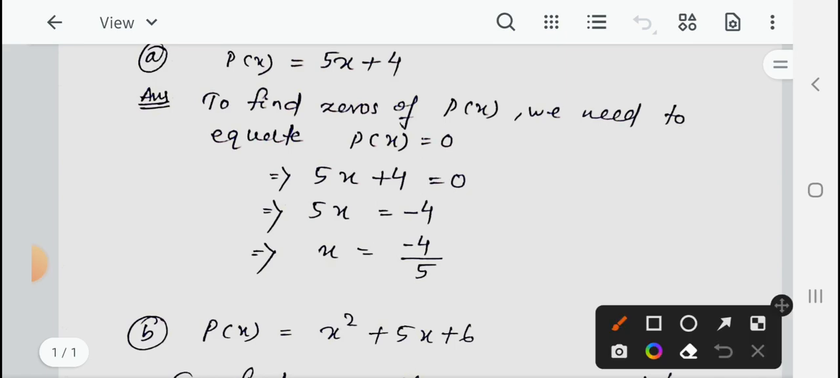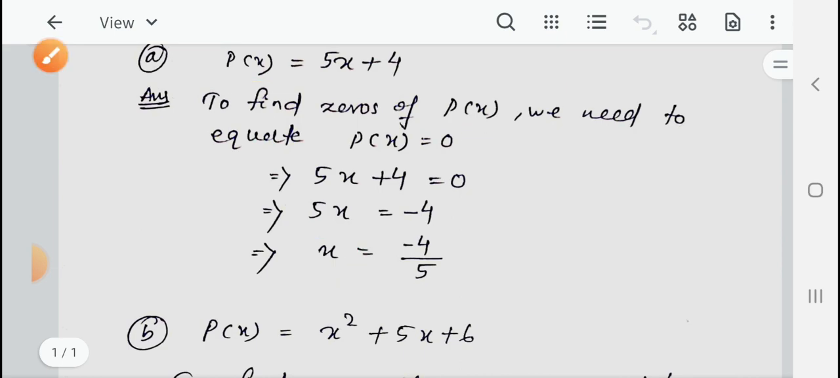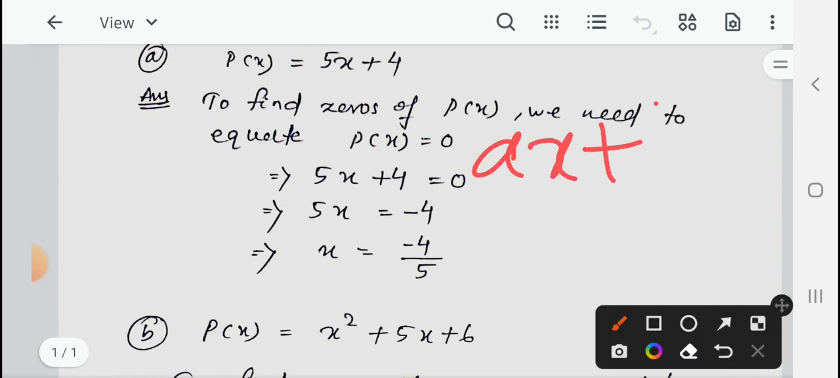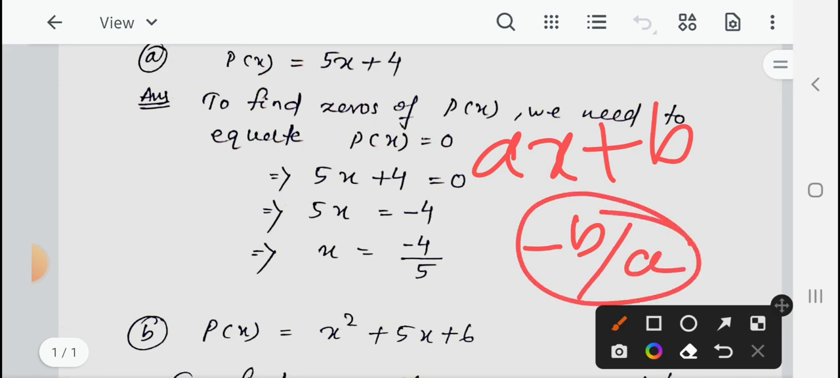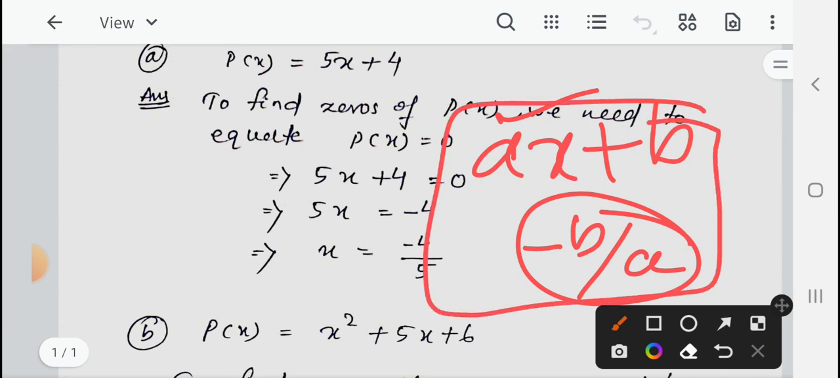And this is the step. Whenever you are given a linear polynomial or a quadratic polynomial, you will follow this step. To find zeros, you just have to equate p(x) equal to 0 and find the value of x. For any linear polynomial ax plus b, its zero is minus b by a, and you can verify this by taking these kinds of steps. You have to keep in mind that this a should not be equal to 0, that is, a non-zero coefficient. Note that for MCQ questions, this is very important.